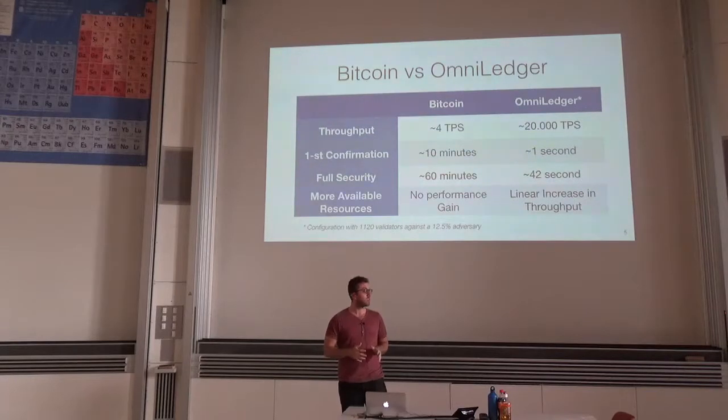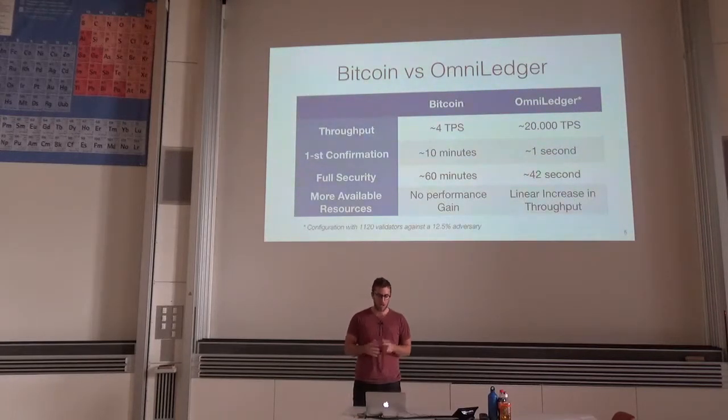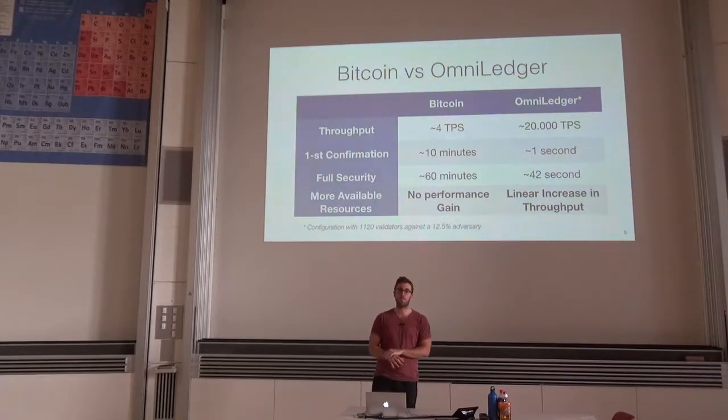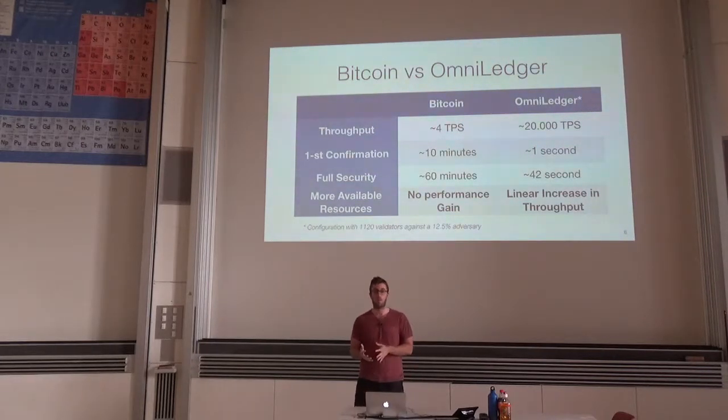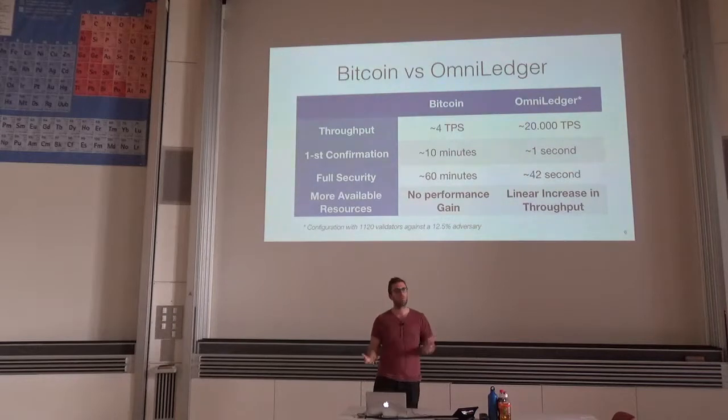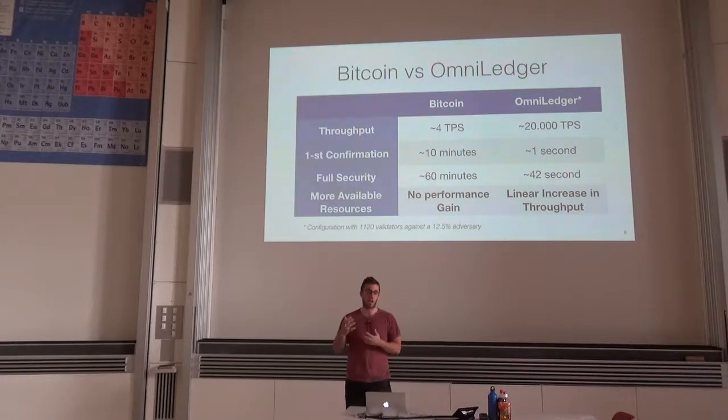In OmniLedger, as you can see, we got a lot better metrics. I'm not going to focus a lot on how well we did. I want us to focus on the last row, which is actually how the system behaves. It's not the actual numbers, but the behavior. In Bitcoin, if we give it more resources, which means that we have more miners mining, more hardware, more CPU power, more memory, we don't gain anything. The performance remains the same, and actually it might decrease a bit. Our focus on OmniLedger was to create a system where the performance will increase if we give it more resources. And that's what we get, a linear increase in throughput.